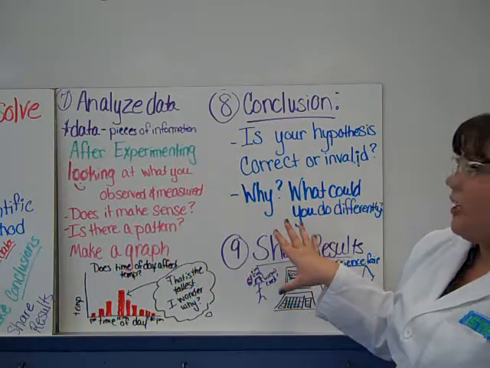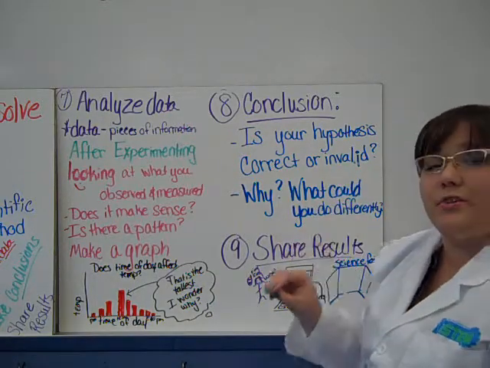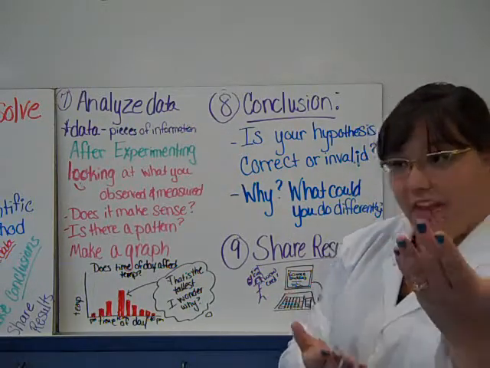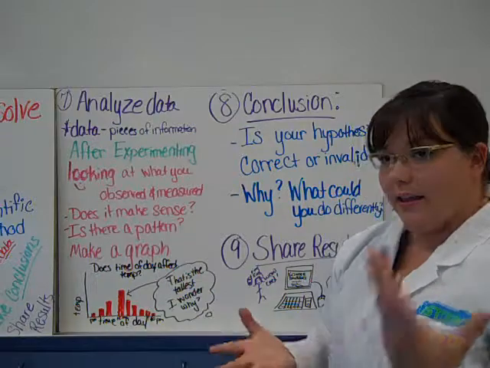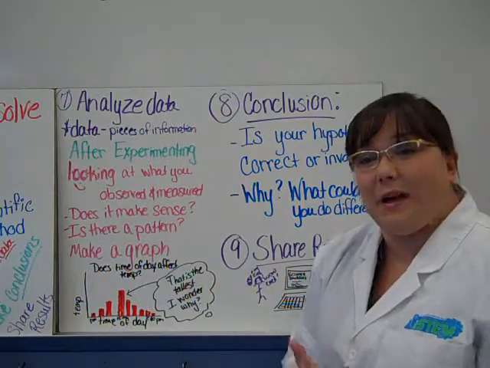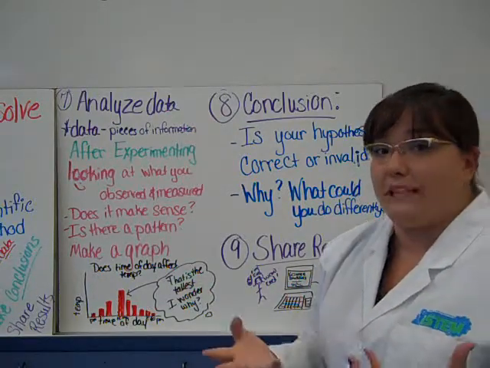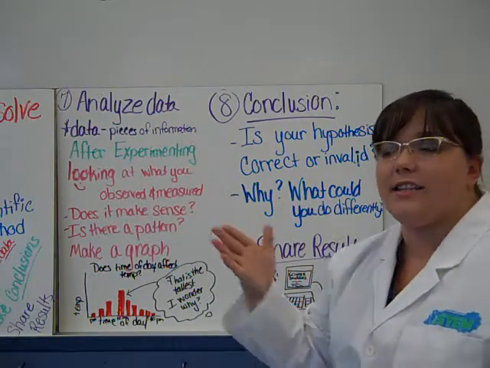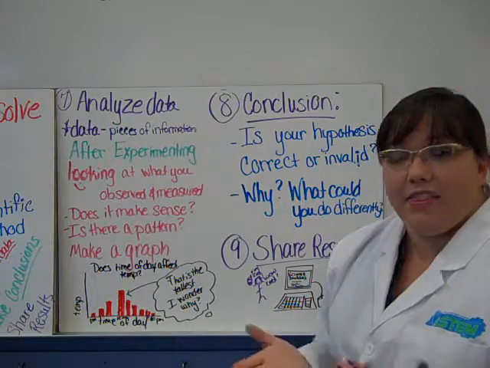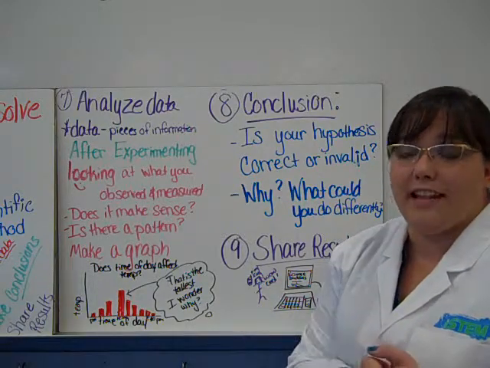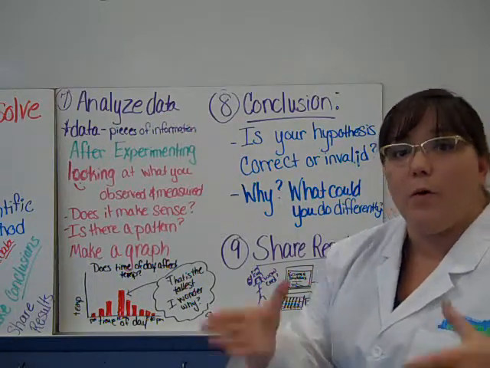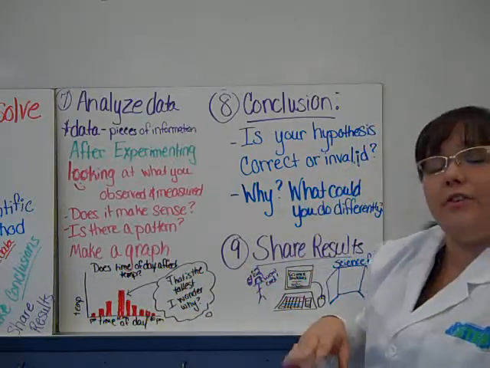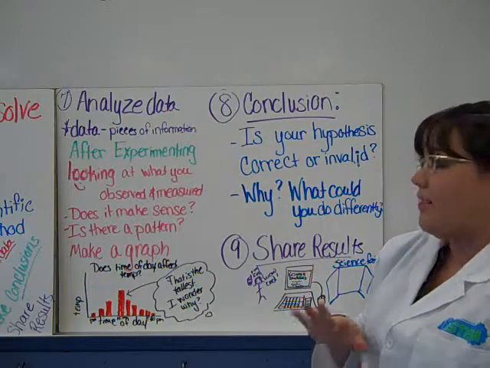And finally, your conclusion. Is your hypothesis correct or invalid? Did you say, if, then, did that happen? If this happens, then this will happen. Is that exactly what happened in your experiment? Did something that you didn't expect happen? It's okay if your hypothesis is not correct at the end. That's fine. All you have to tell us is what the data shows. When I did this, this happened. So it's okay if your hypothesis was incorrect to begin with. That's totally fine.